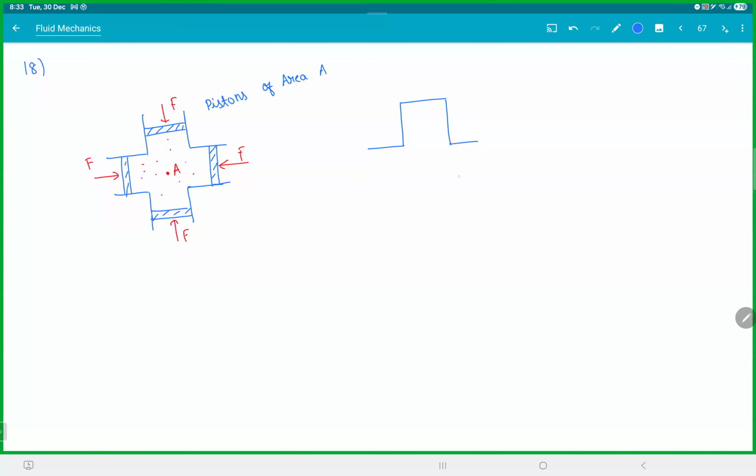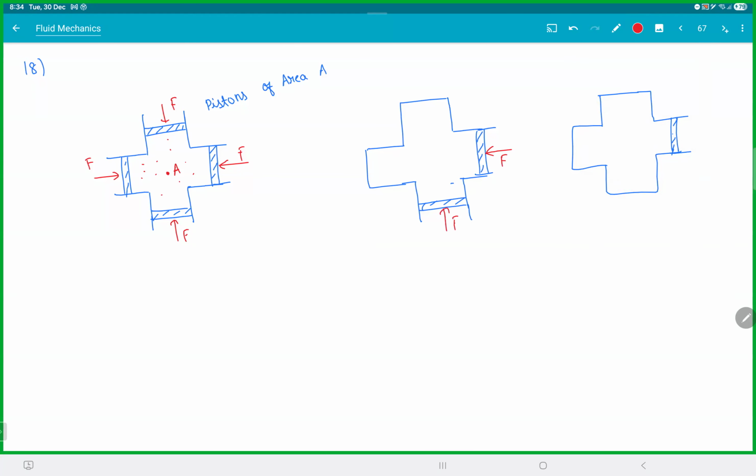In the second case, you have only two pistons. Third case, you have only one piston. Point B is filled with liquid. Point C is filled with liquid. Arrange the pressures at A, B, C in descending order.